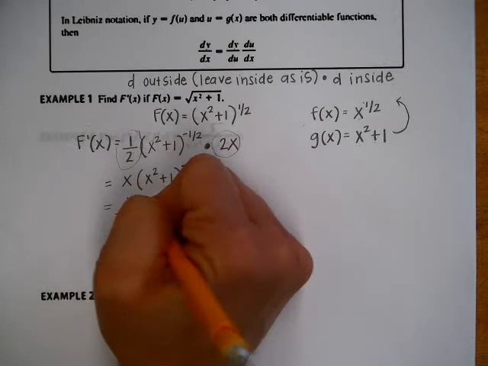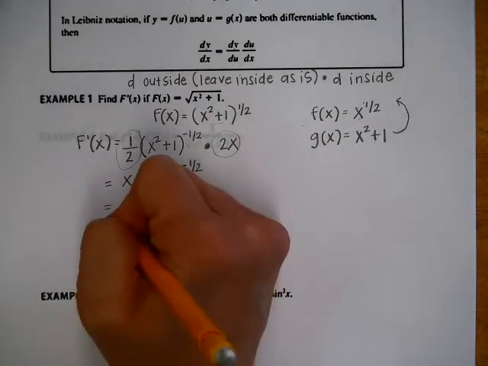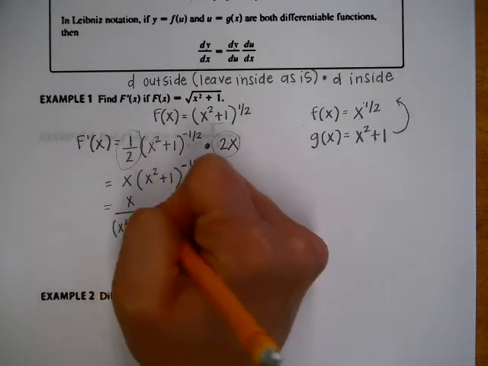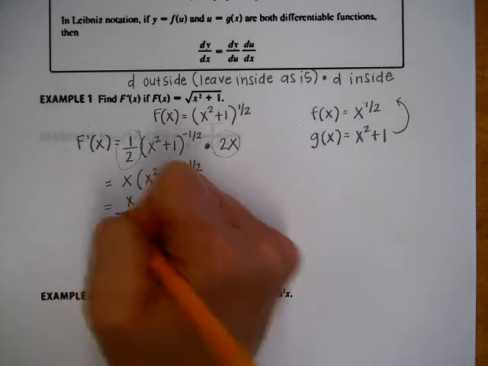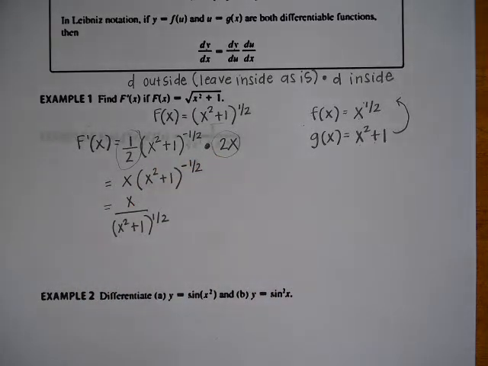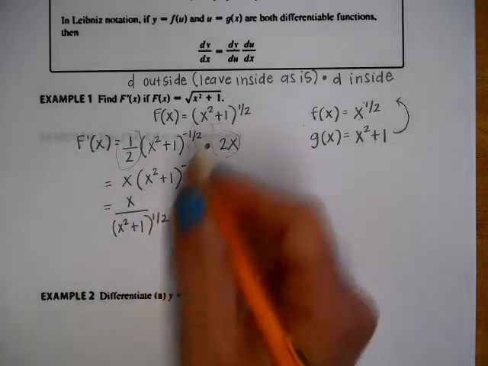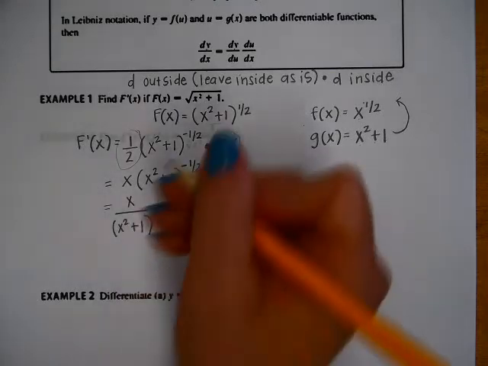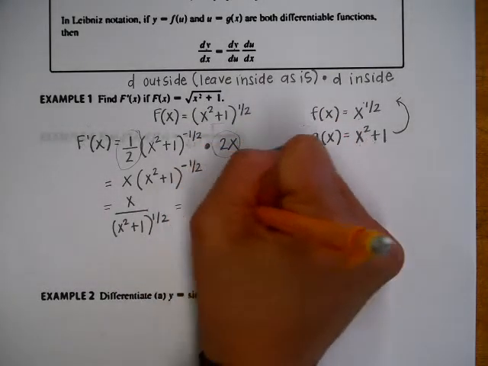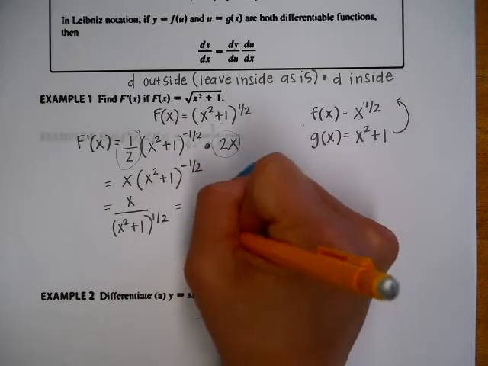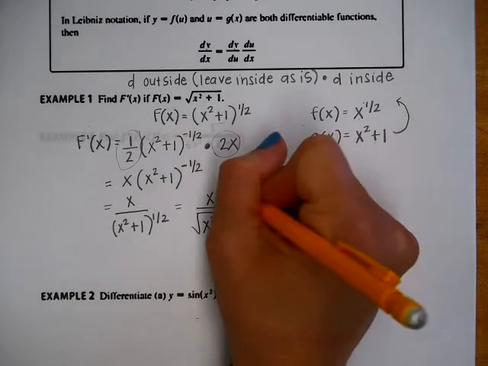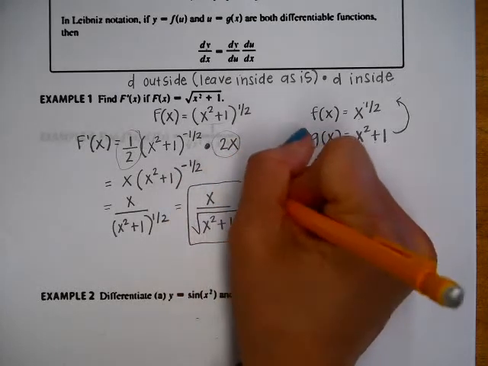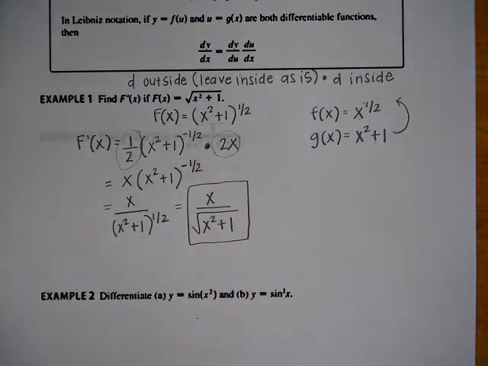So now we have x over x squared plus 1 to the positive 1 half, right? And then if we pretty that up even more, we can rewrite it so that our 1 half is back into a square root like it originally started, and that would be x over the square root of x squared plus 1. And this would be your final answer that you would put in to WebAssign, okay? That would be your final answer.